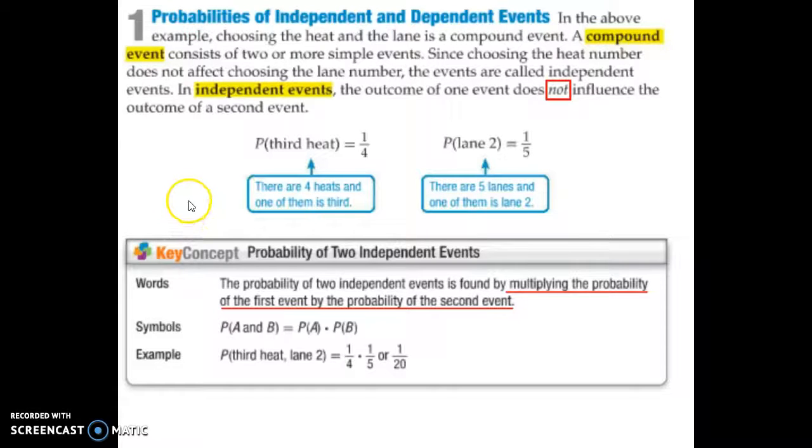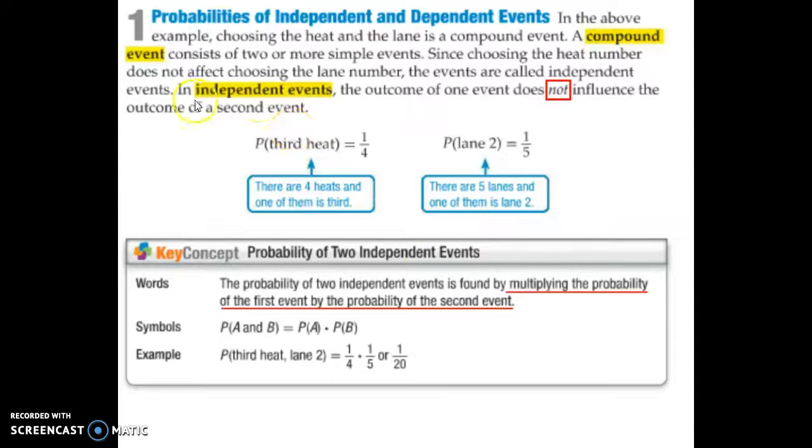Alright, so a compound event consists of two or more simple events. So it could be three things we're looking for, or four, so at least two or more. What's the probability of someone winning their race in the third heat and being in lane 2? Okay, so we look at their probabilities individually and then we're going to combine them. How we combine them is based on whether it's independent or dependent.